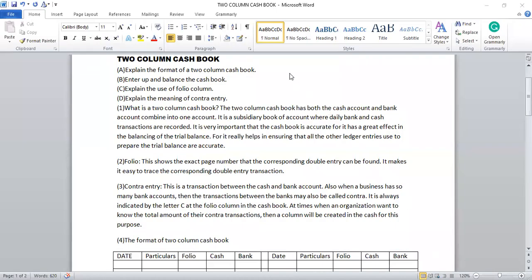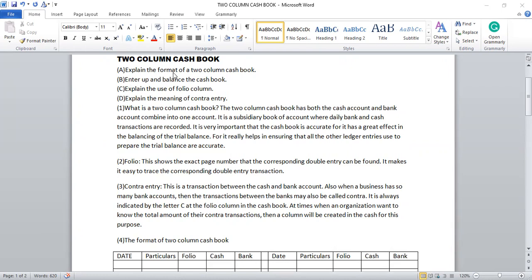Well, if you are watching me for the first time, this is how I teach. I prepare simple notes, and whatever subject is being discussed, I go through the notes with you and explain them, so that at the end of the day you will be able to understand whatever subject is being taught. So today, our subject is the two-column cash book. Let us start.